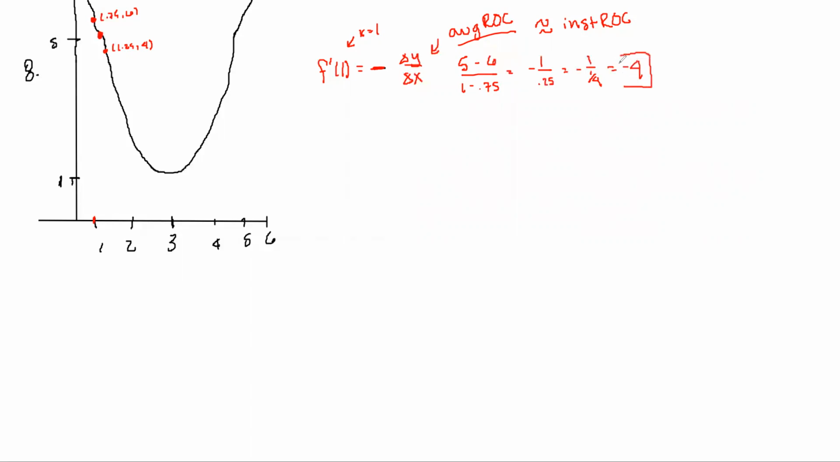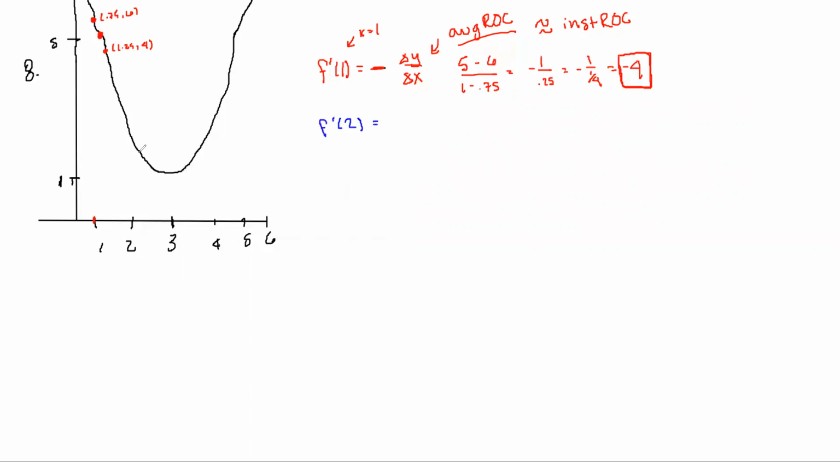So I'm going to estimate this to be about negative 4. The way that I did that was I just picked a point and went with it to find the average rate of change. Okay. What about for f prime of 2?